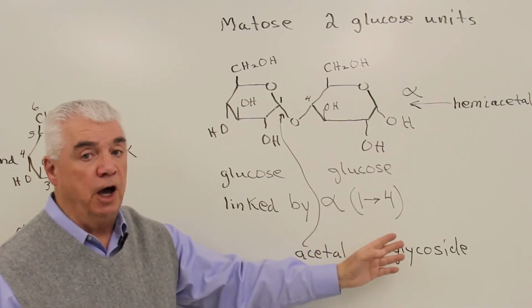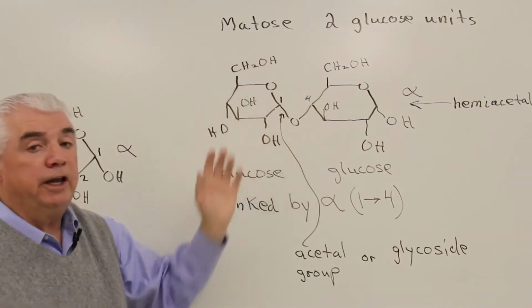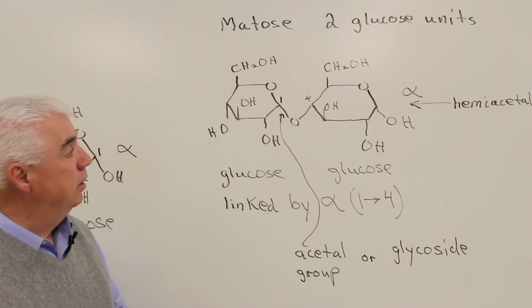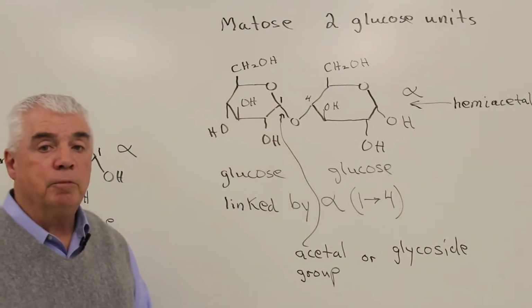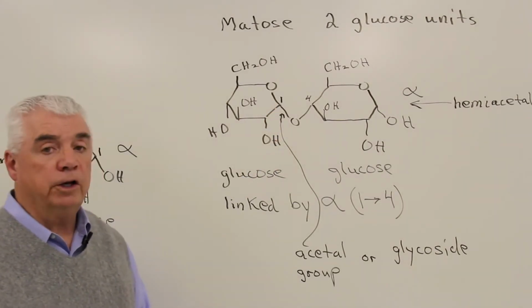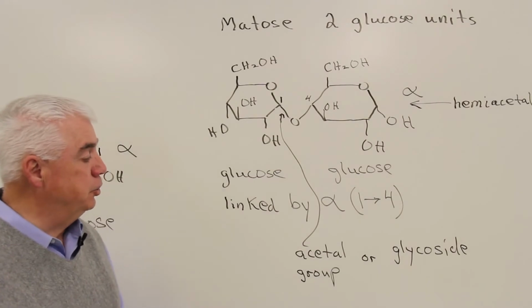In carbohydrate chemistry, there's another name for an acetal group. It's called a glycoside. So this is an example of a glycoside. Or sometimes we point to that specific bond, that carbon-oxygen bond, and call it a glycosidic linkage.